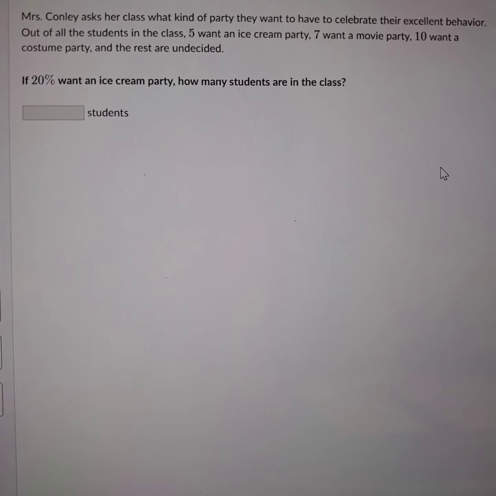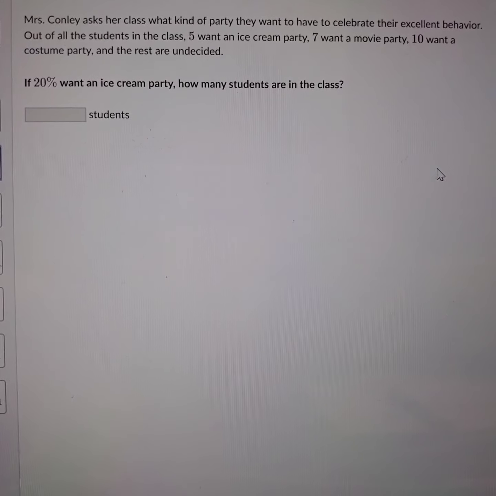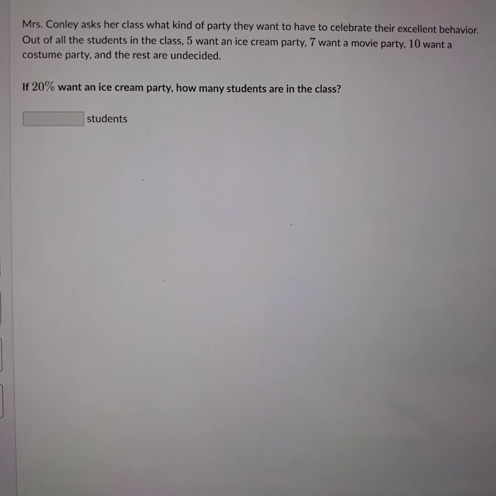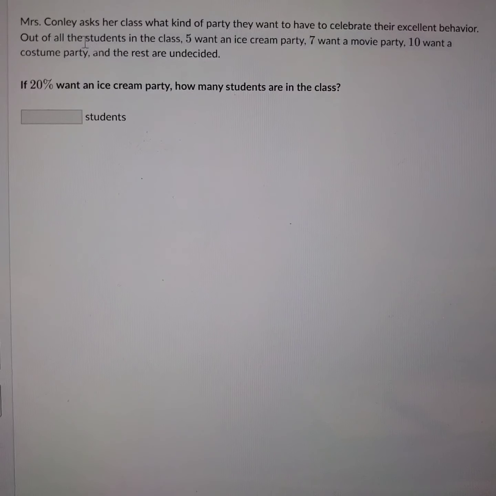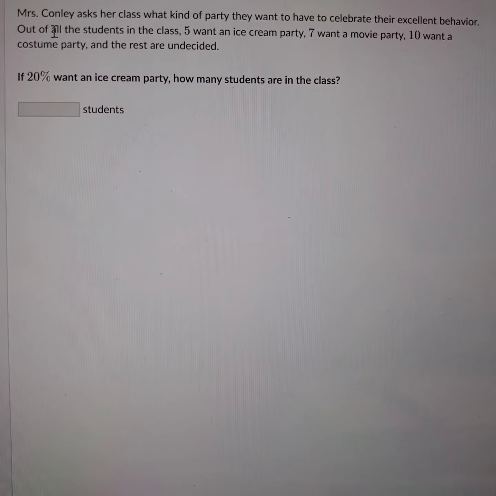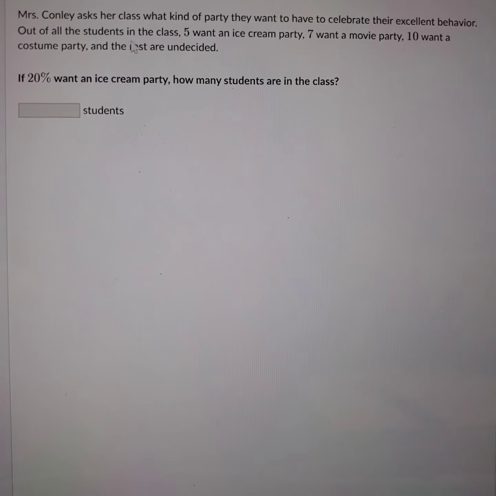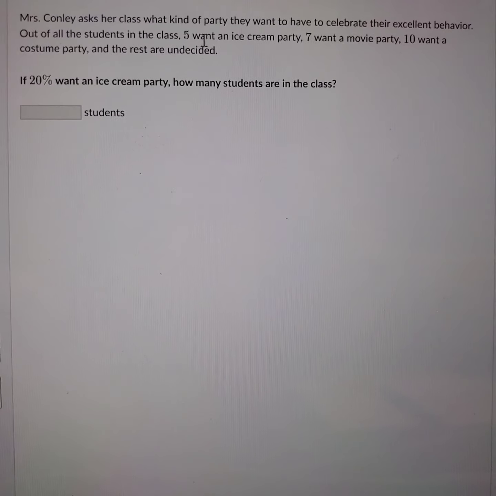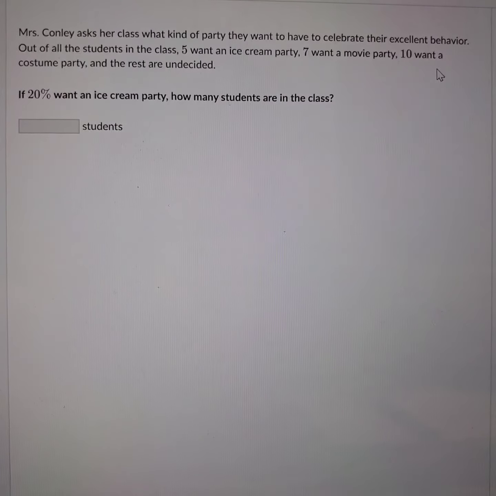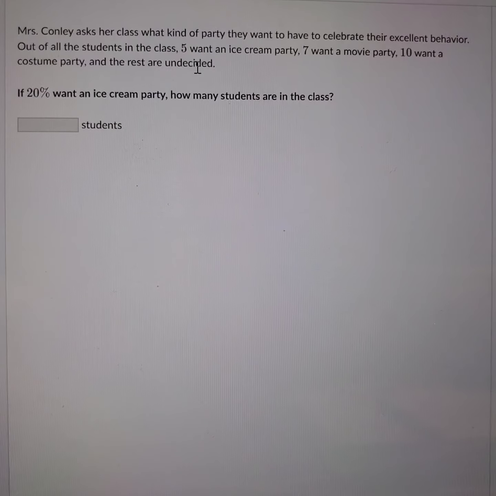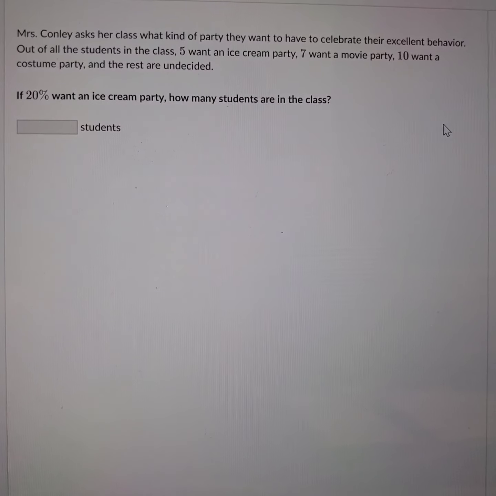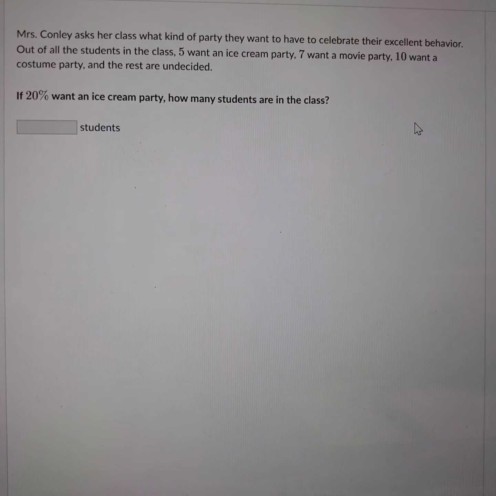So let's read it. Mrs. Conley asks her class what kind of party they want to have to celebrate their excellent behavior. Out of all the students in the class, so here's my first keyword, out of all the students, which means that all the students in the class is my total. 5 want an ice cream party, 7 want a movie party, and 10 want a costume party. The rest are undecided. So it looks like they tell us how many kids want which type of party, but it doesn't give me the total.